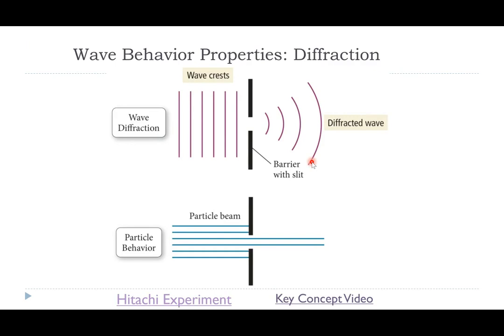So how would you expect an electron to behave? Which way do you think it would behave? Do you think it would behave like a particle? Or do you think it would behave like a wave? Let's see.